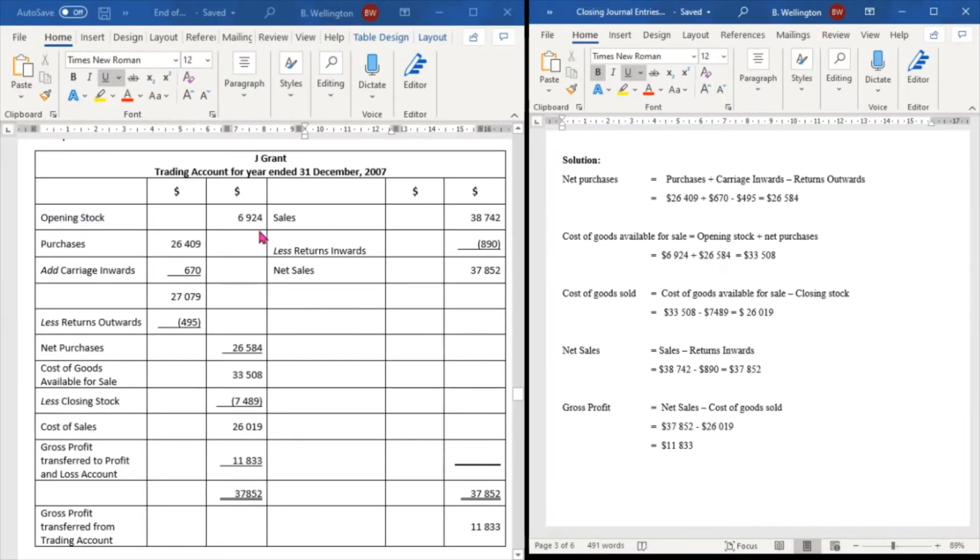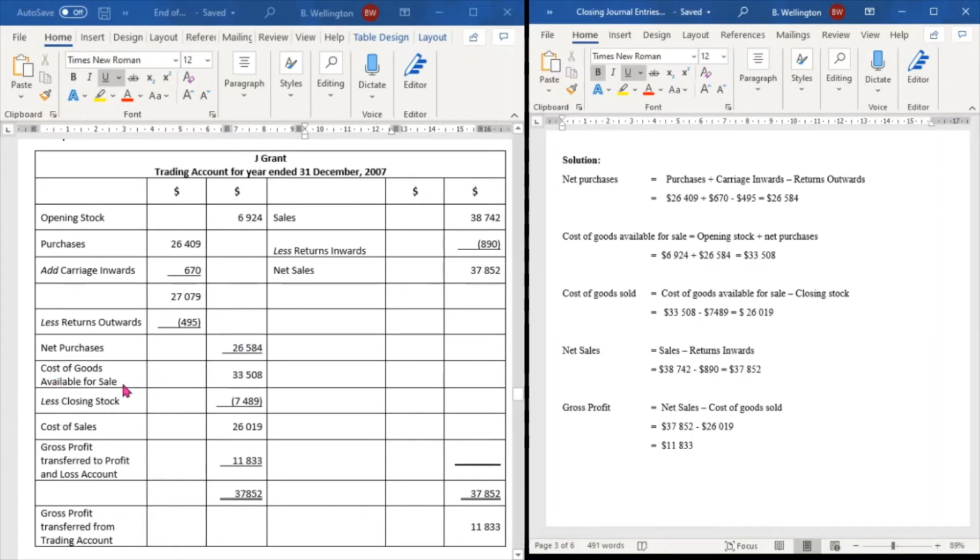We start with opening stock, and we use this second column for this. We use the first column to make adjustments to purchases. So next, purchases, add carriage inwards, minus returns outwards, give you your net purchases. Okay, notice we use brackets when we are subtracting in accounts. Instead of a minus sign, we use brackets. Okay, so there's our net purchases, and it does agree with what we had done before.